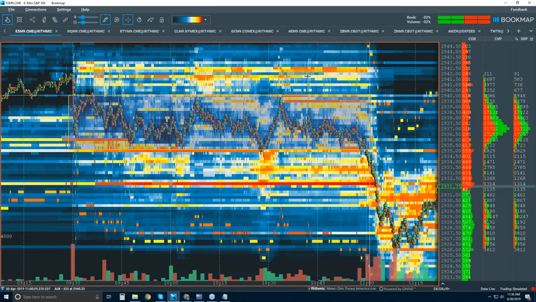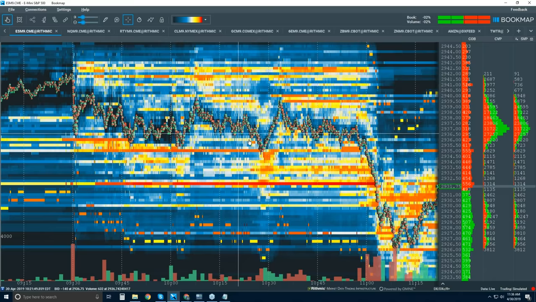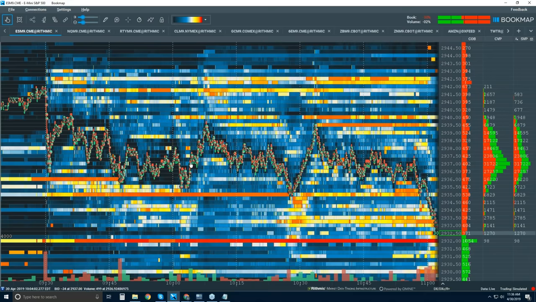All right, so let me clear the drawings here. Now we can start to read the same pieces we were just looking at in that three or four tick range, now in this much bigger range here. Well, where's the volume trading? The majority of it, who's in control? It's really on both sides, but you see nice clusters of volume down into these areas here.